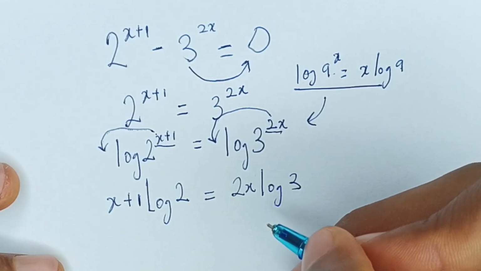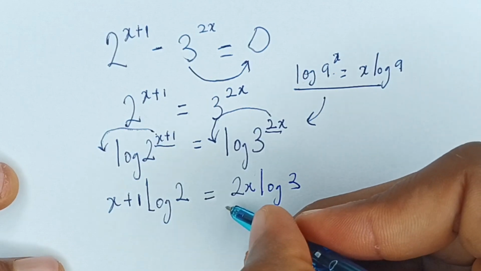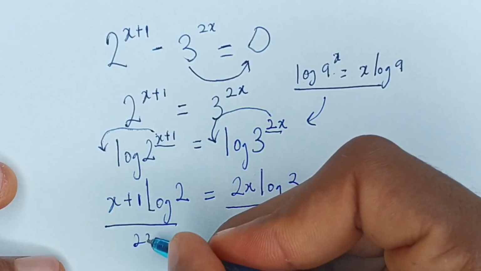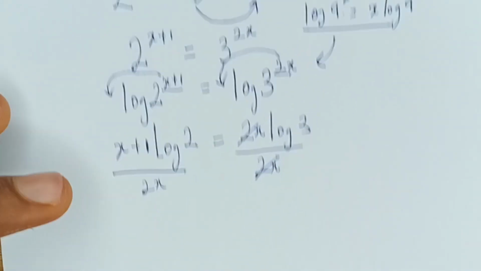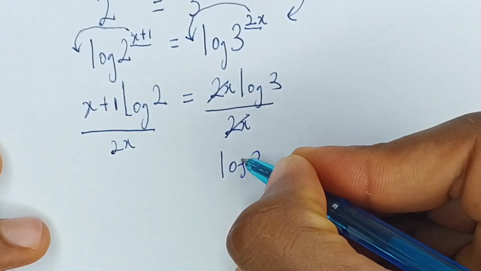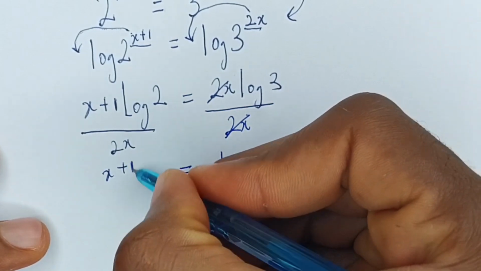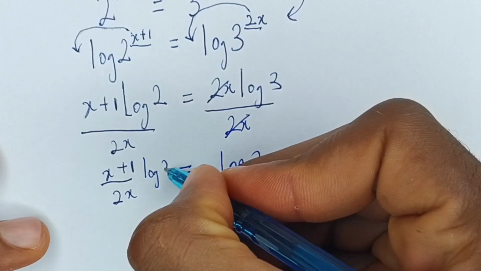Now I can give an instruction. I can say let me divide both sides by 2x. So let me divide this side by 2x and divide this side by 2x. So 2x will take 2x, so that what I'm left with is log 3 on this side to be equal to x plus 1 over 2x times log 2.